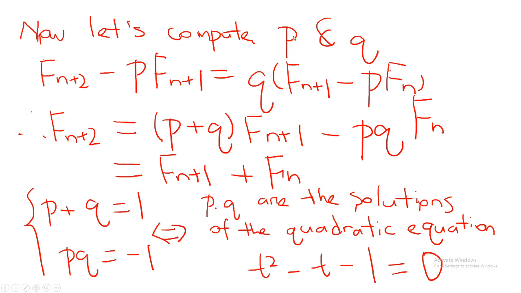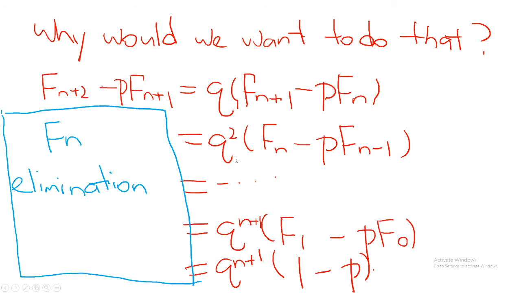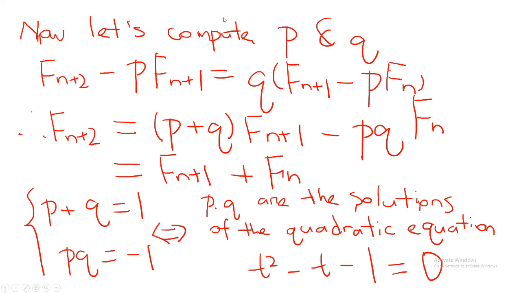Let's just compute p and q, because this is quite a doable transformation, because the only elements appearing are fn plus 2, fn plus 1, and fn. That is pretty doable. So let's compute p and q. Let's write this formula down and do a few transformations.